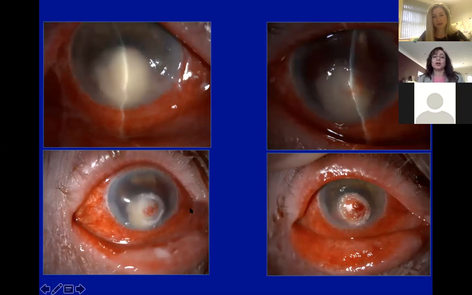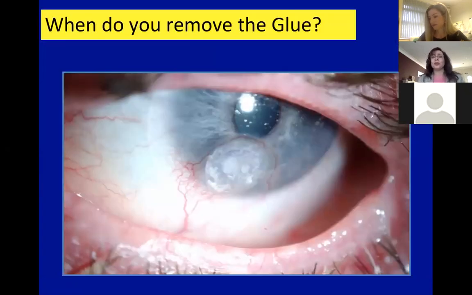with this patient. So eventually we had to take the bandage contact lens off and give the antibiotics intensively while the glue is there. When do we remove the glue? Quite often the question. Usually within 6 weeks to 2 months, or if you start to see blood vessels coming underneath the glue or around the glue, then you know the glue is ready to come off.